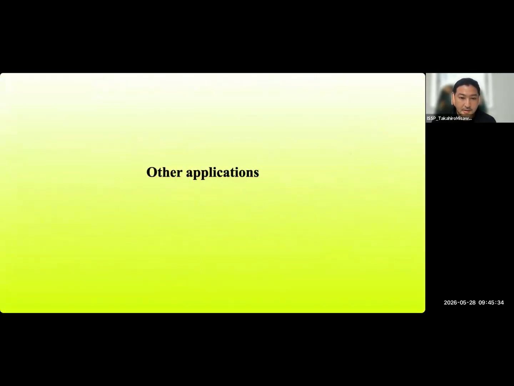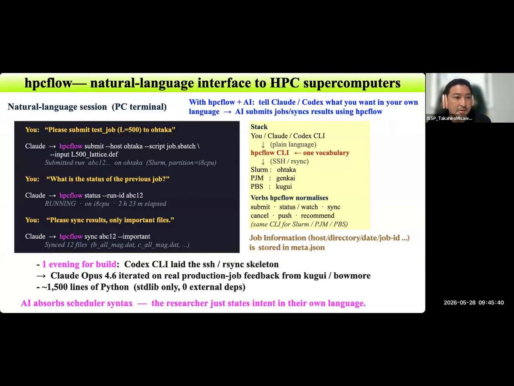Yeah, so in addition to the scientific code, I enjoy AI coding for making supporting tools. So one is HPC flow. This is a natural language interface to use HPC supercomputers. It is a combination of SSH and rsync. So by using this HPC flow, I can submit a job to a supercomputer by using natural language.